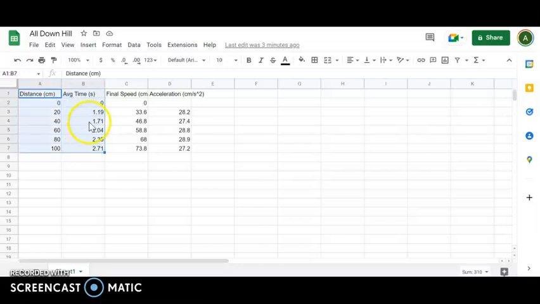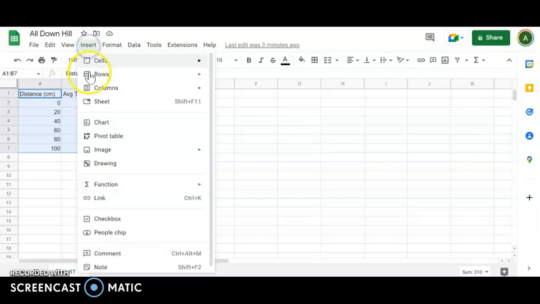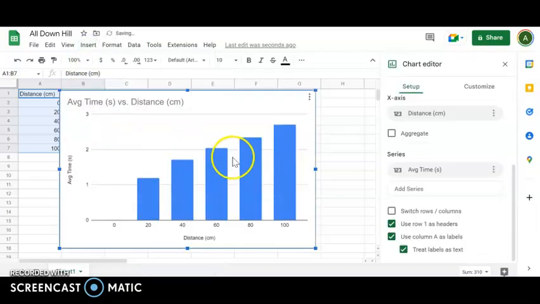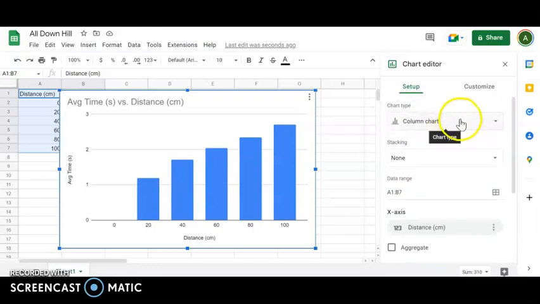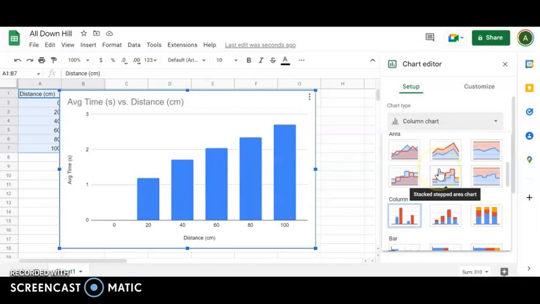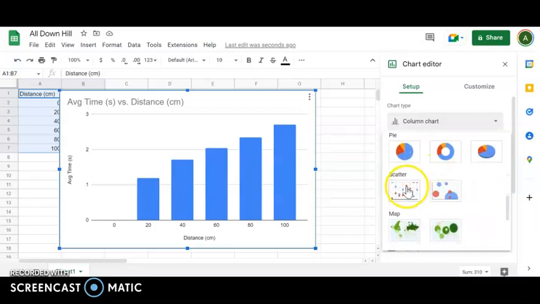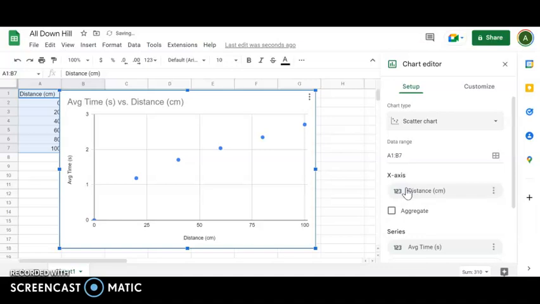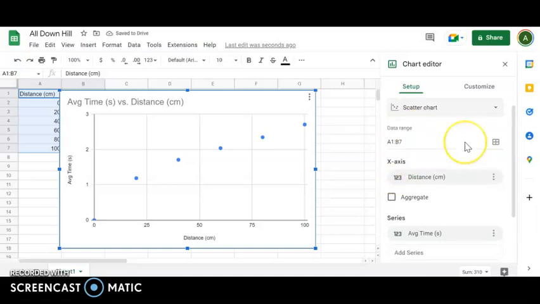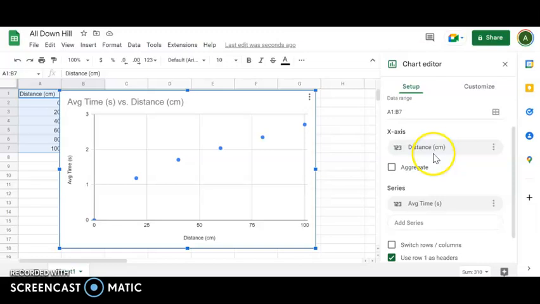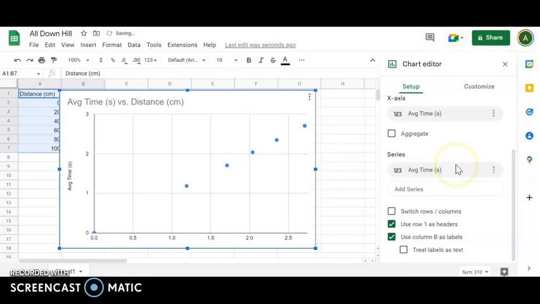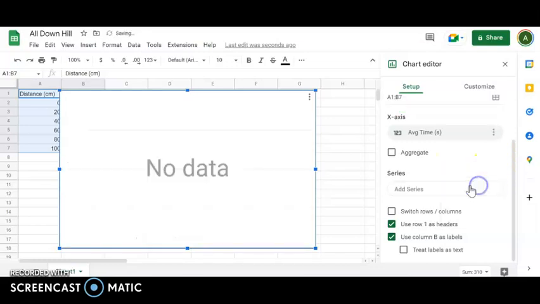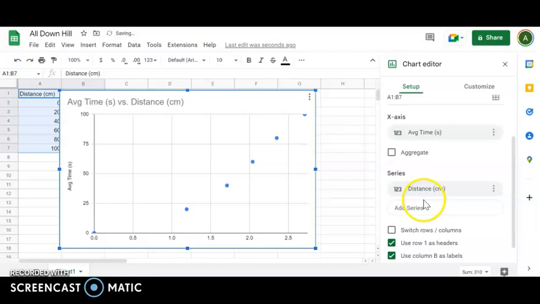So for the distance and the time, once again, you select your 2 columns that you want to graph, and then go up to Insert Chart. And once again, my computer has reverted to giving me bar graphs. I don't want bar graphs. I want scatter plots. And it's also reverted to putting distance on the horizontal axis, but I want time on the horizontal axis, so I need to switch that. And I want distance on the vertical axis. So now I have this organized properly.